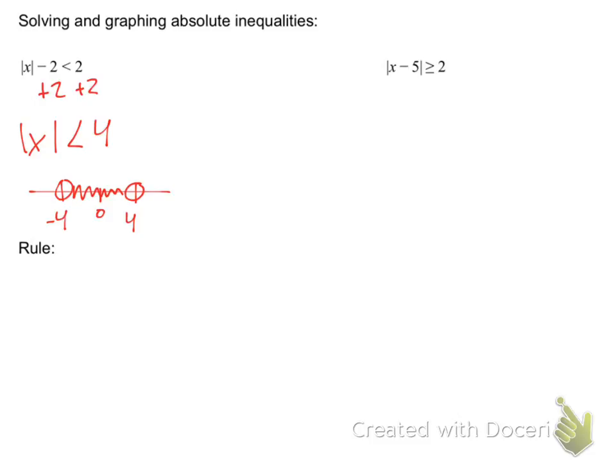Now, one way we could test this would be checking 0. Does 0 work? Absolute value of 0, is that less than 4? Yes. So we would shade in the middle. So on these problems, guys, we're either going to shade in the middle or we're going to shade on the outsides. And it all depends on what inequality symbol is being used. So this one's going to be the opposite. It's going to be outward. In or out.